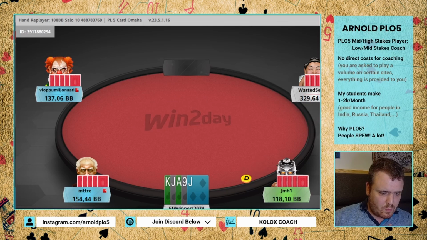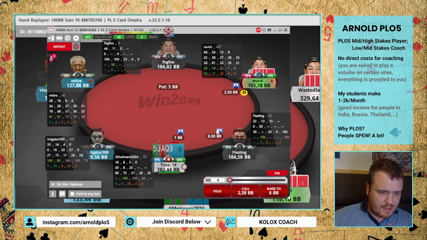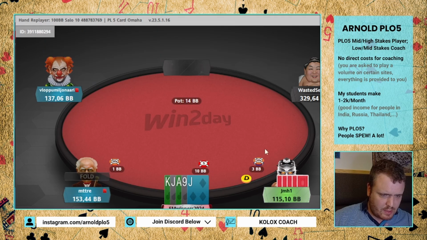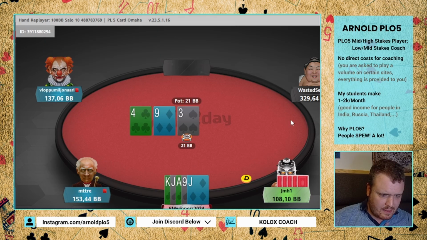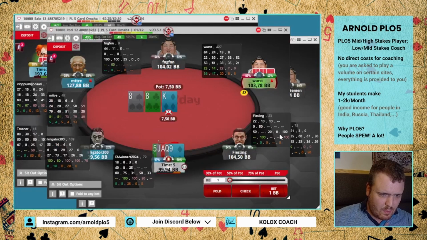Here, what was the action? Probably he open raised, I 3-bet, and yeah, I probably shouldn't have bet pot here. I had a 9 blocker, but he opens way too much.